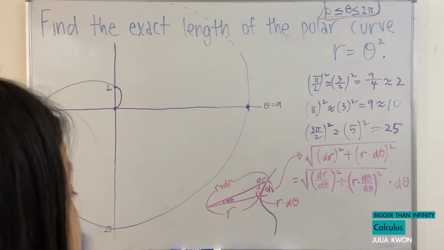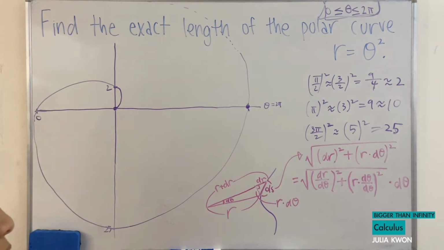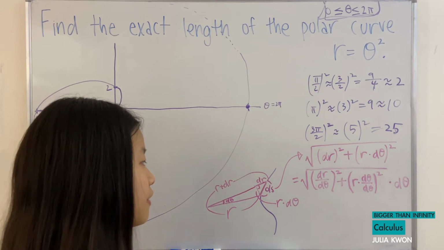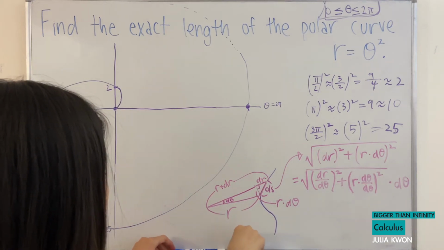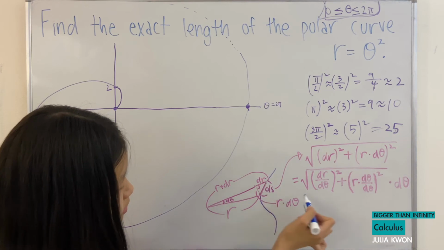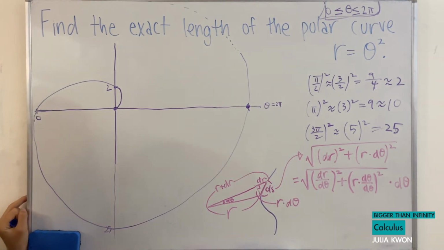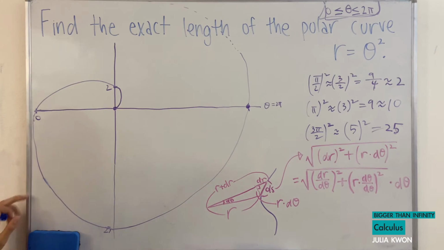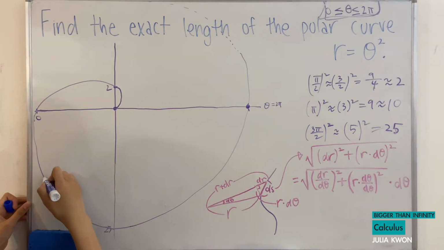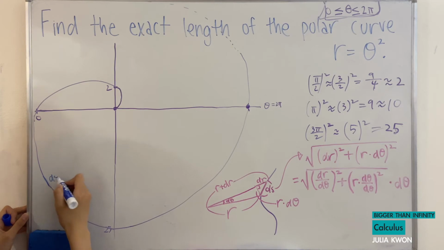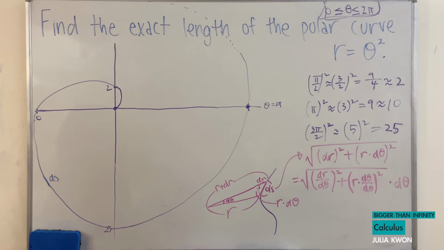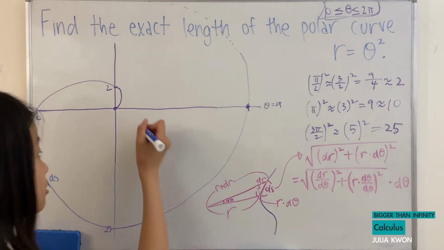Okay, now I'm going to use this formula to find the exact length of this polar curve. This would be just the length of a very small portion. For example, this length could represent a very small section of the whole polar curve. This length would be a ds, right? And we have infinitely many of them, and we're going to add those up. That's what the integral sign is for.